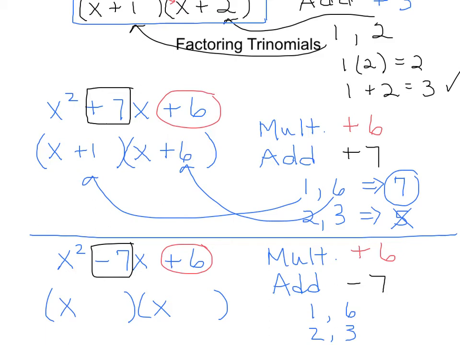And we already know that 1 plus 6 gives us 7, but how do we get a negative 7 out of that? Well, we have to go back and remember that in order to multiply to a positive, you could have two positives, but you can also have two negatives. So if we think of these as negative 1 and negative 6, we can note that negative 1 times negative 6 does give us a positive 6, and negative 1 plus negative 6 gives us a negative 7. So those would be the numbers that go into our factors.